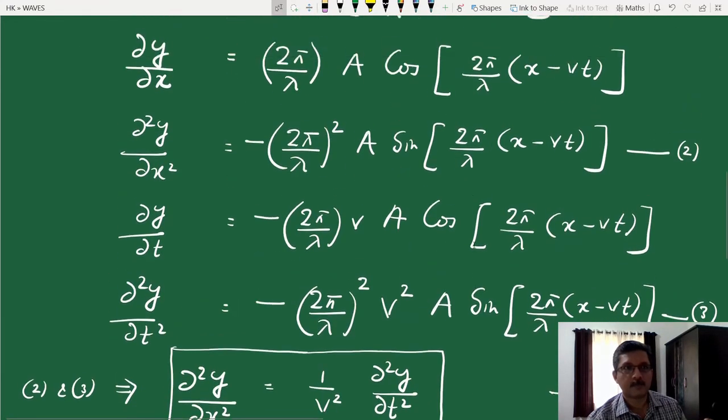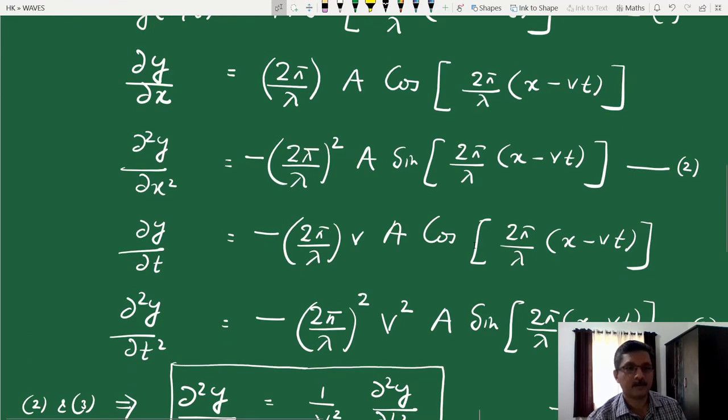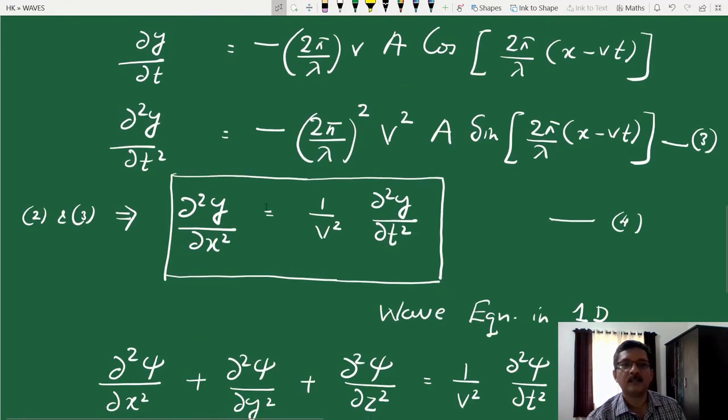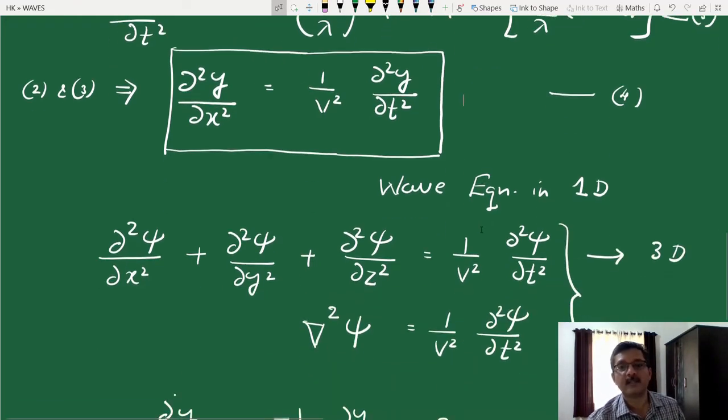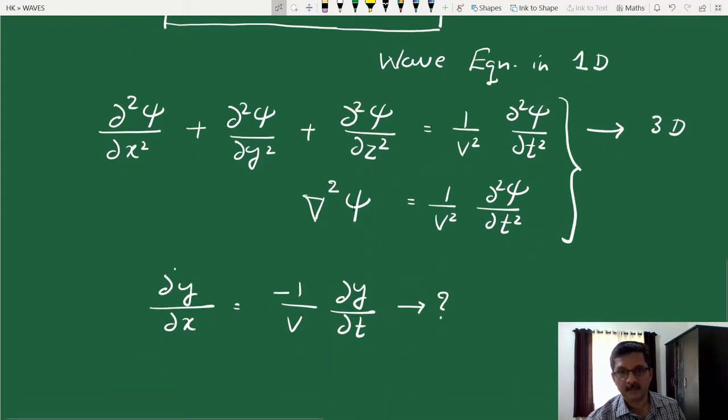Do all these steps. First derivative, take ∂²y/∂x², ∂²y/∂t². Then you will see that the wave equation will be the same: ∂²y/∂x² equal to 1 by v² ∂²y/∂t². That means this equation is valid even if our starting wave is traveling along plus x direction or minus x direction, or even along any direction. If it is a wave traveling along any direction, you get a three-dimensional wave equation like this: del squared psi equal to 1 by v² ∂²psi/∂t².